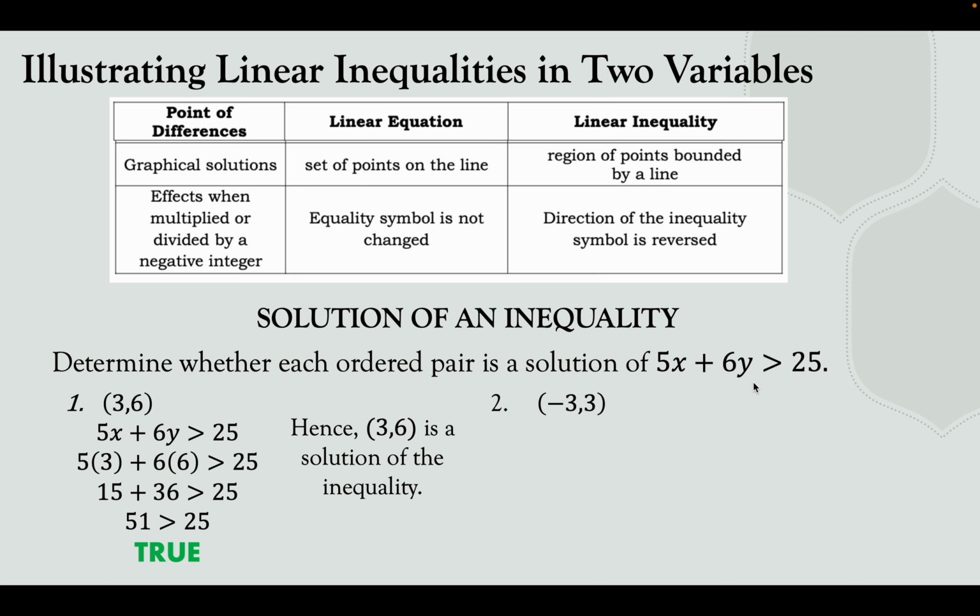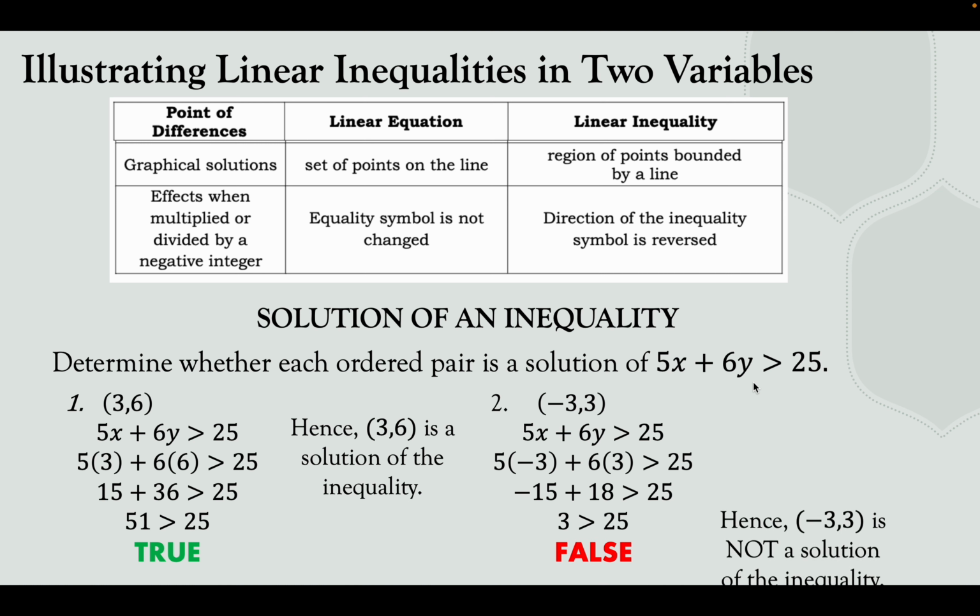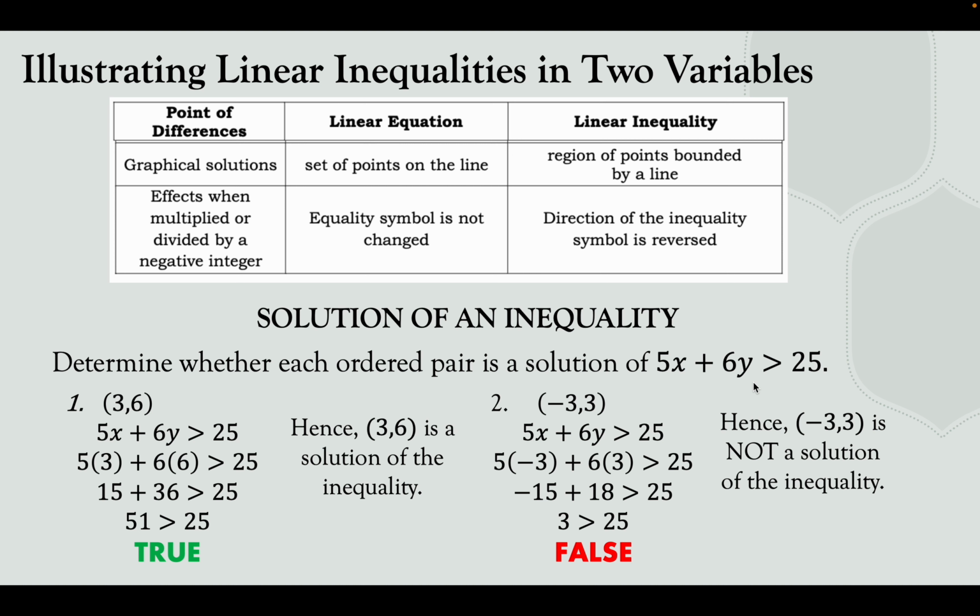Next, we have negative 3 and 3. We have 5x plus 6y greater than 25. We substitute negative 3 as x and 3 as y. So we have 5 times negative 3 plus 6 times 3 greater than 25. 5 times negative 3 is negative 15, plus 6 times 3 is 18, greater than 25. Negative 15 plus 18 is 3. Is 3 greater than 25? No, so that is false. Hence, (negative 3, 3) is not a solution of the inequality.